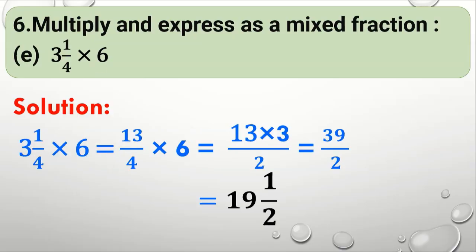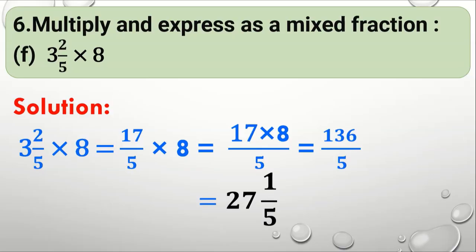Next, 3 and 1 by 4 into 6 equals 13 upon 4 into 6. So 13 into 3 upon 2. So 13 into 3 is 39 upon 2. 39 upon 2, if you convert into a mixed fraction, that is 19 and 1 by 2.